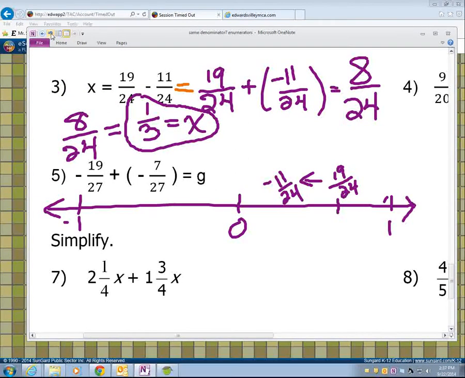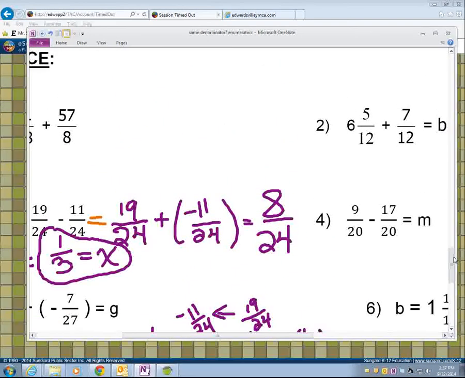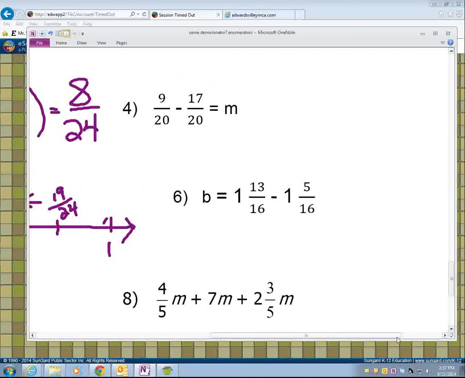Okay, next one. There's a couple more I want to get through. Yeah, we'll do this one. Let's do number 4.